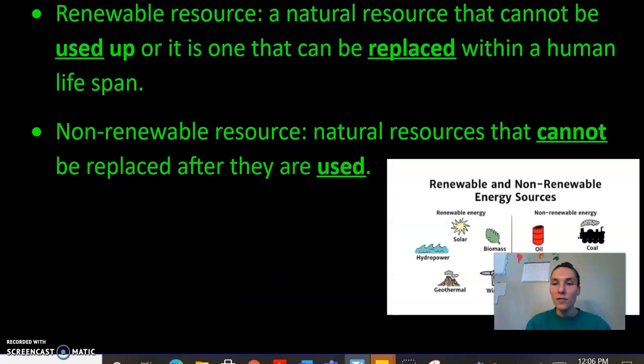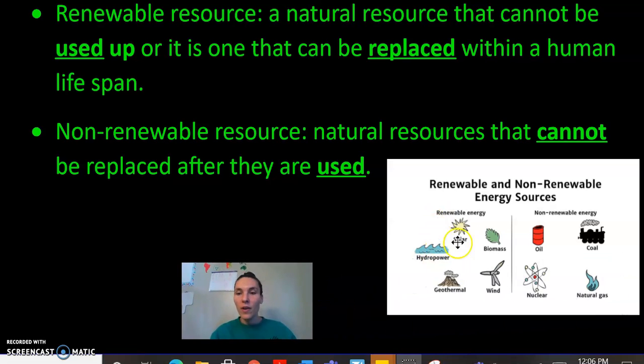Now let's talk about some vocab words. We have renewable resources and non-renewable resources. If we look over here in the corner, we have some renewable things like the sun, hydropower, that means water power, geothermal, wind, and biomass. But what about the non-renewable energy like coal and oil, nuclear energy, and natural gas? So what's the difference? A renewable resource is a natural resource that cannot be used up, or it's one that can be replaced within a human lifespan.